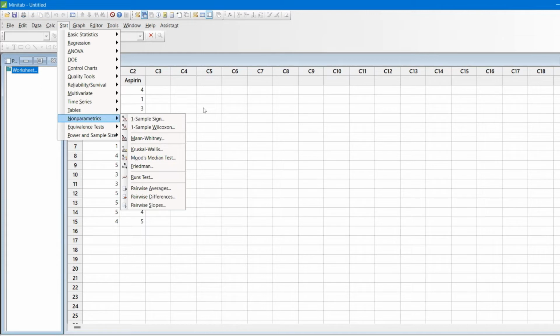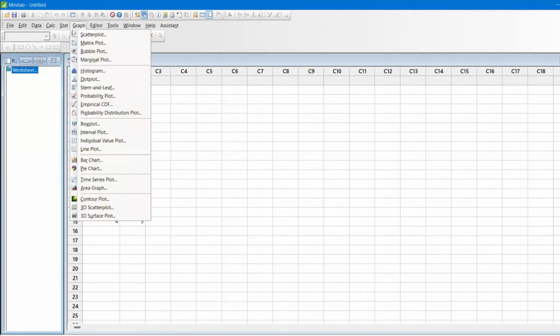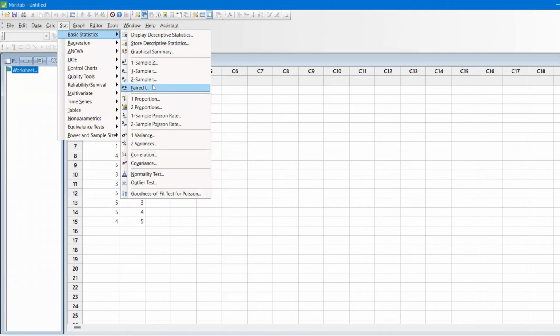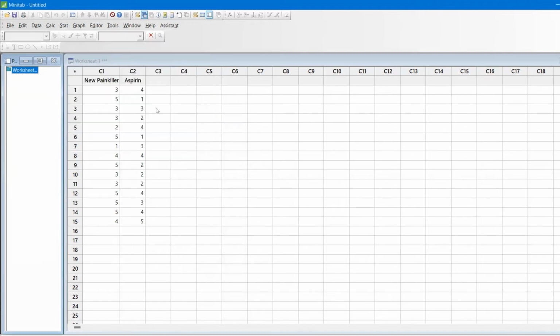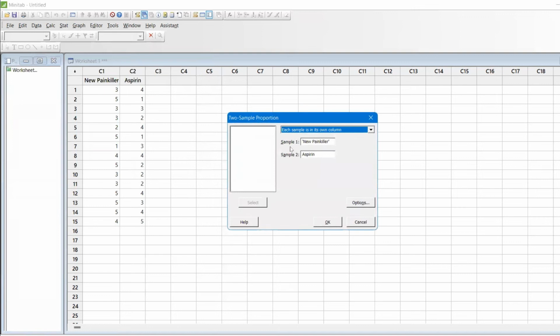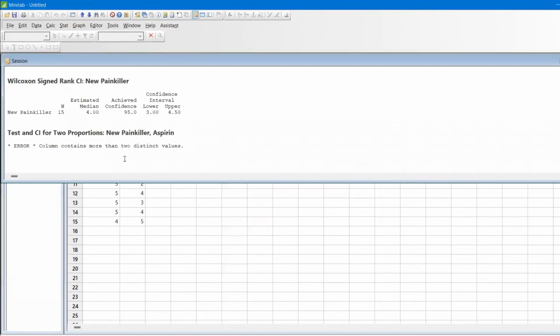Why can we not do a two proportion test? Although it is discrete, in the two proportion test we need only two categories. For example, let me show you. It will show an error. Let me show you two proportion: let's say I take sample one as the new painkiller, sample two as aspirin. It will show an error, right?